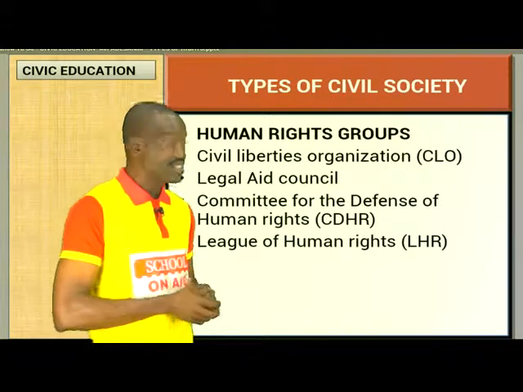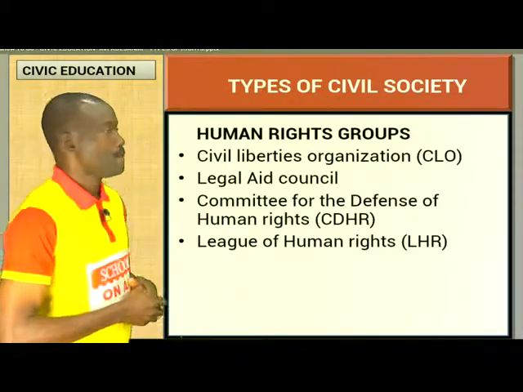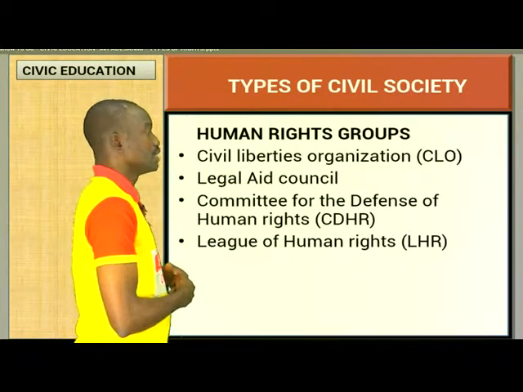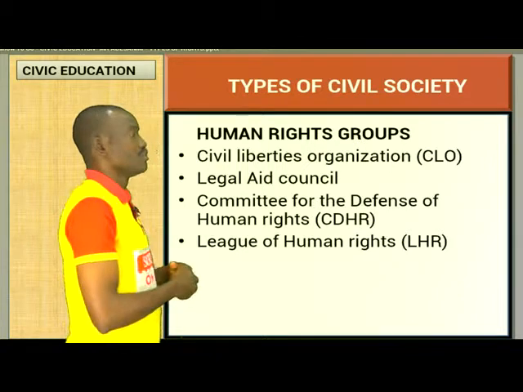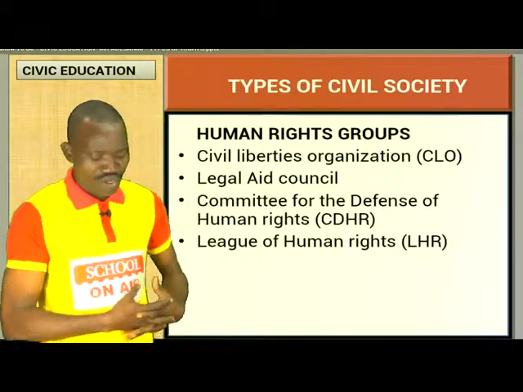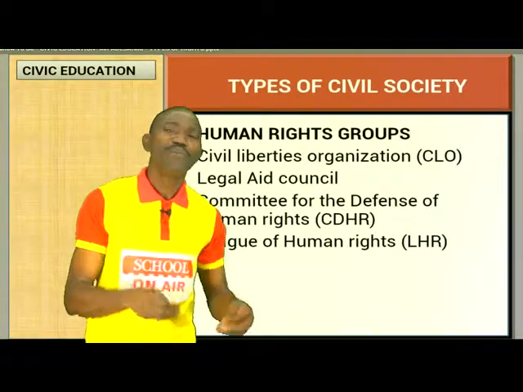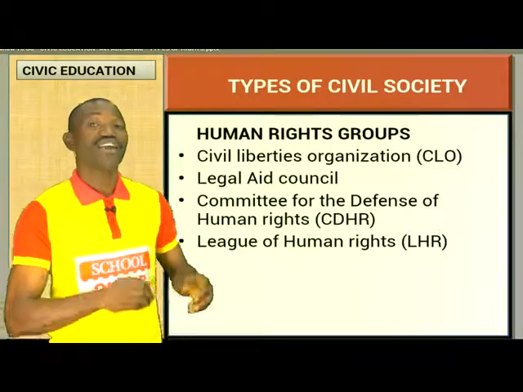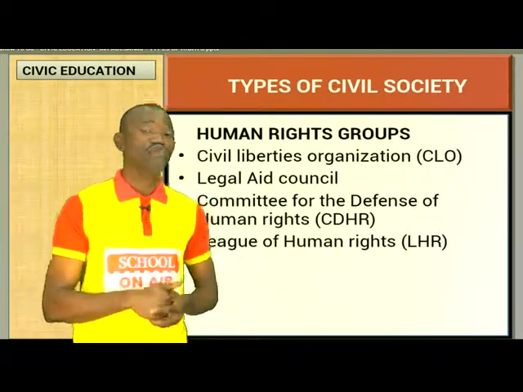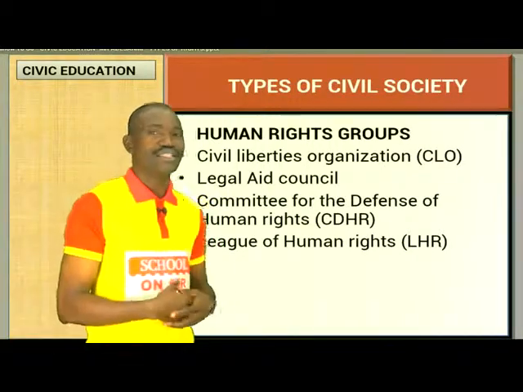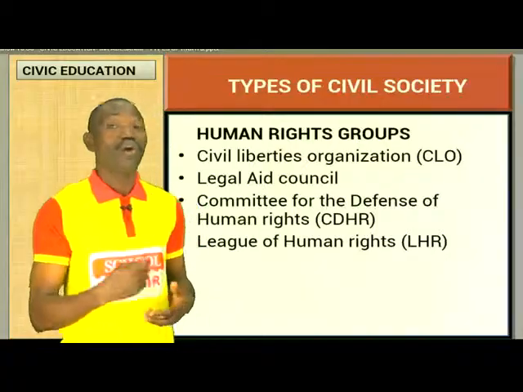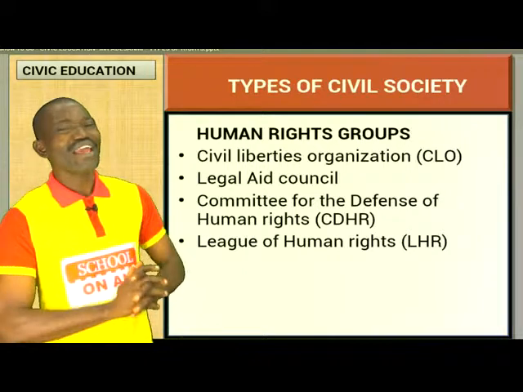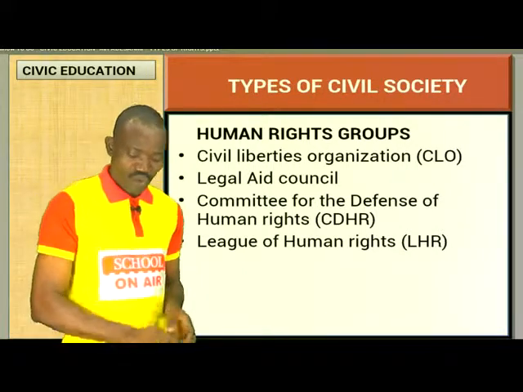Number 1, we have the civil liberty organizations. Like I told you, I'm going to give you about 4 or 5. Civil Liberties Organization, the CLO, the Legal Aid Council, the Committee for the Defense of Human Rights, and the League of Human Rights. Look at the Legal Aid Council, number 2. What do they do? They attend to people who cannot afford legal fees. In other words, if you have an issue with government, you have a case in court, and you cannot afford the legal fees, you can't afford to hire a lawyer, they come in handy, they assist you, they give you a lawyer or lawyers to represent you in that case. We also have the Committee for the Defense of Human Rights, who are involved in fighting for the rights of citizens. We have the League of Human Rights.